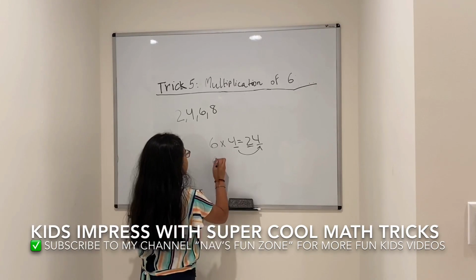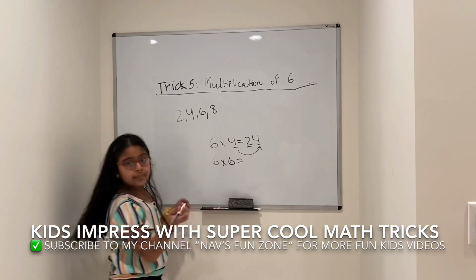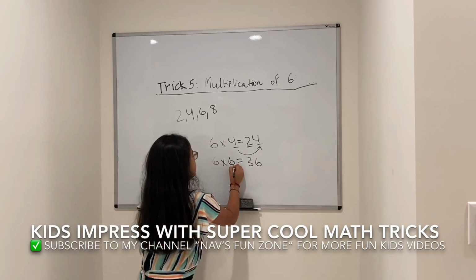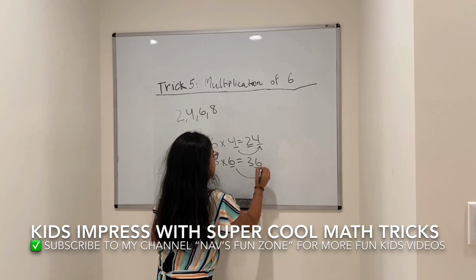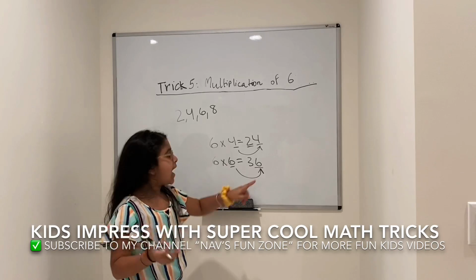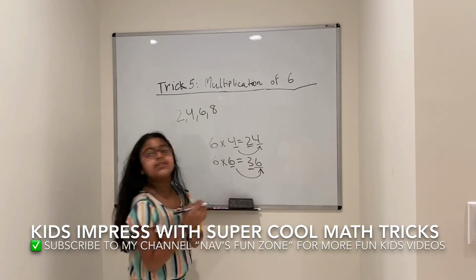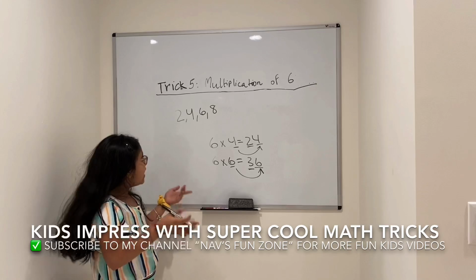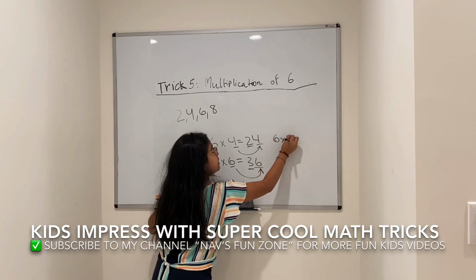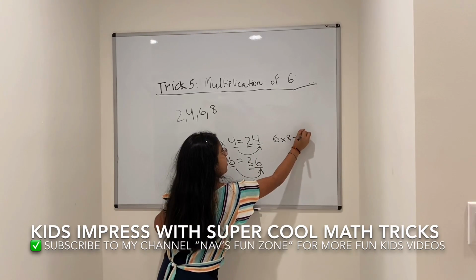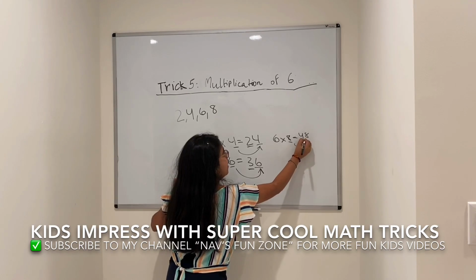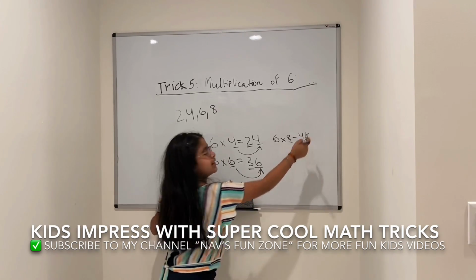Let's take 6 times 6, okay? So it equals 36. Look, 6, 6. This number is equal to the ones digit. And the tens digit is half of the ones digit. And I can give you another example. 6 times 8 equals 48. And look, same thing. 8, 8. And 4 is half of 8.